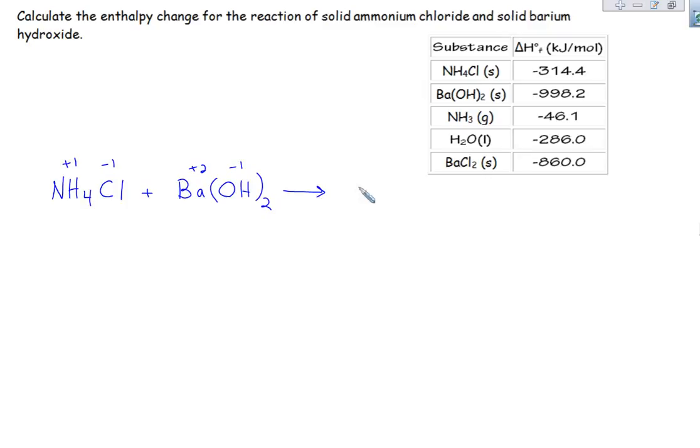I would have some barium chloride. And then I've got to check those charges because I made a new compound. And some ammonium hydroxide. Plus 1, minus 1. And then we've got to balance this. 2 chlorines. 2 ammoniums. Perfect. I need 2 hydroxide anyway.